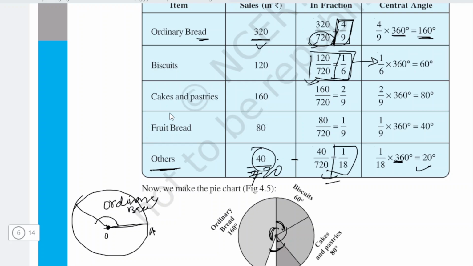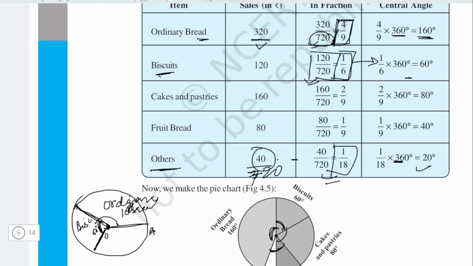Okay, after that you have biscuit. You have biscuit for 60 degrees. So you will place your protractor now here. Again, this is your 160 degree. Now you will place your protractor here and you will mark 60 degree from this one, 60 degree. So something like this will be your biscuit.